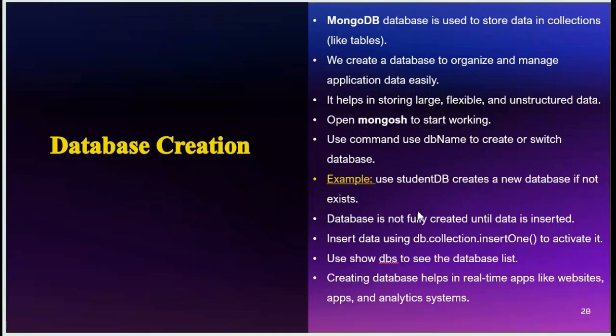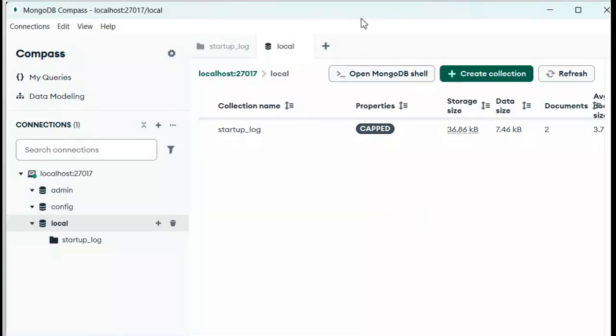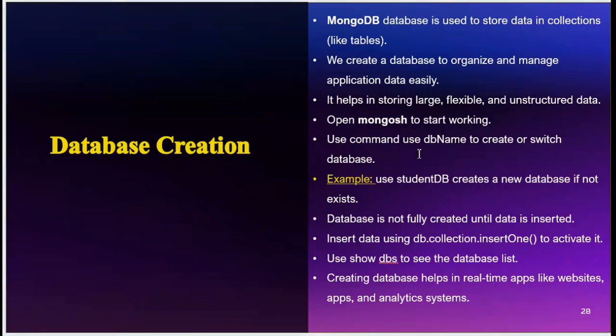So for example, this is MongoDB Compass. I will show you practically later. For example, use studentdb creates a new database if it does not exist. Suppose you create employeedb; to switch to that database, we have to use the use keyword. Use studentdb means automatically switch to the studentdb database. When you create the employee database, you have to give use employee instead of studentdb.